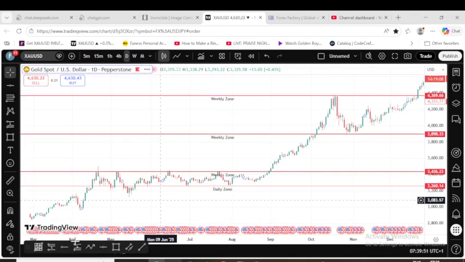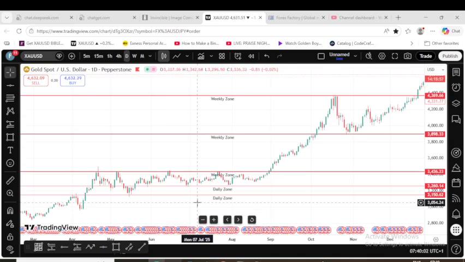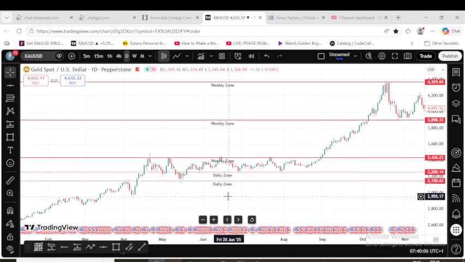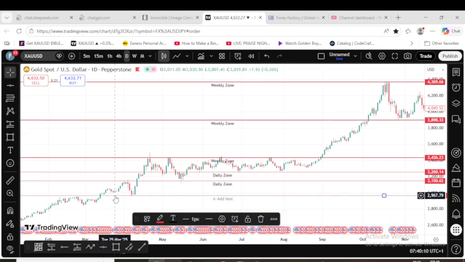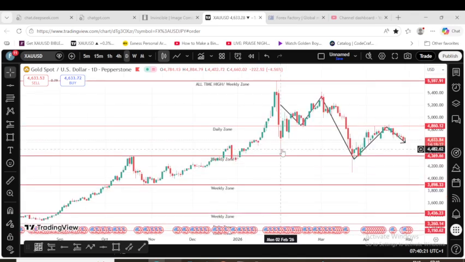Okay, I believe there's a zone here. This one is a resistance to support kind of zone. Like a daily zone here. And let's see. Let's have one more support and resistance zone here. Resistance to support zone. A daily zone. And I believe that's it. So that's it for identifying zones on the daily time frame. Next, we're going to identify our trend lines on the weekly and daily time frame.